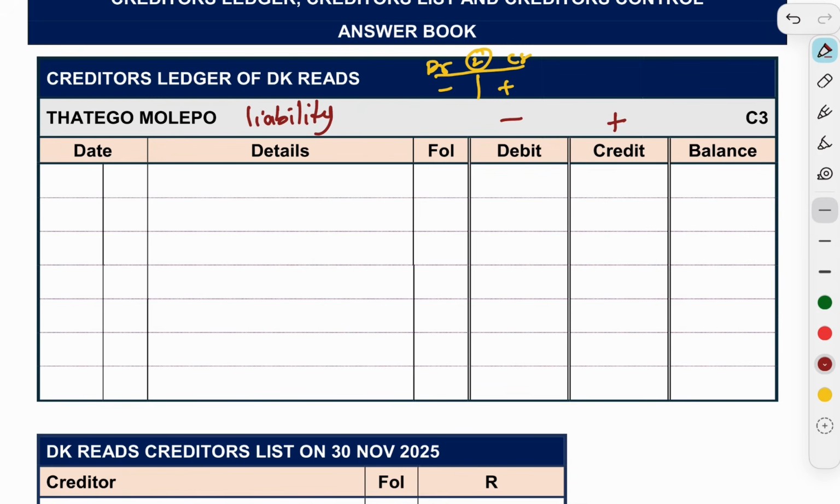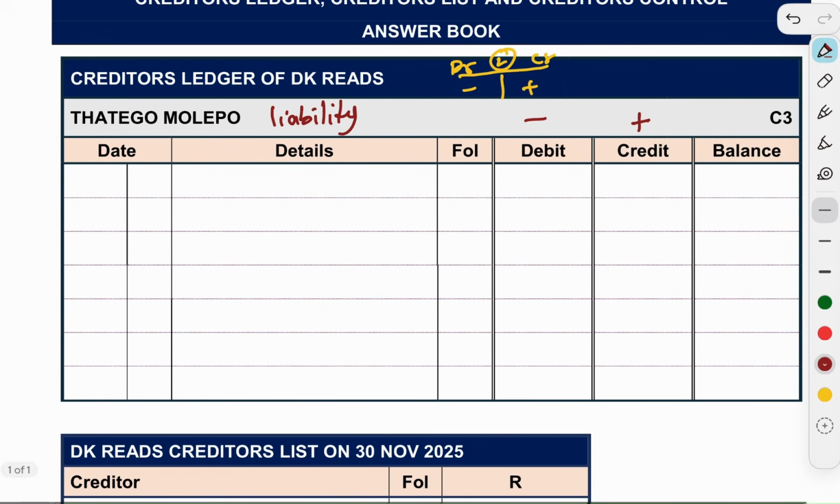So let's go back to the information. But before we go to the information, just want to remind you of something. There's a 3-step process that you need to complete when you are doing a ledger. Firstly, you need to open your account, you need to post to your account, and you need to show the closing balance of your account. Open, post, and close. Always follow this 3-step process. Okay, so firstly, we are going to open the account of Thategô Molepo, or we are going to show the opening balance of Thategô Molepo.